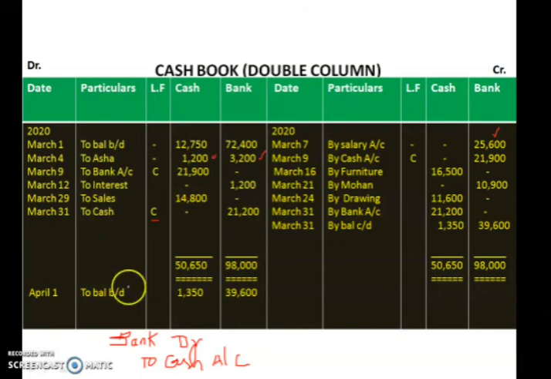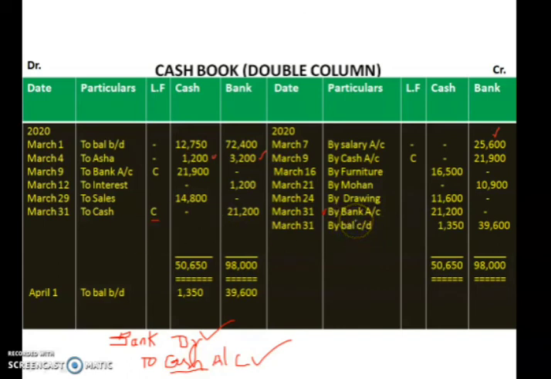Now the same March 31st entry you will show on the credit side as well. What will you write? March 31st by bank account. See, by bank. So in the bank column the debit aspect has been recorded. To record the credit aspect, what will you do? You will write March 31st by bank account, and in the cash column you will write 21,200. Okay, so both the debit aspect and the credit aspect have been recorded.